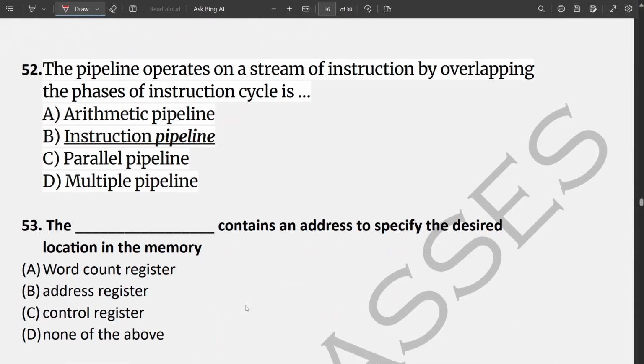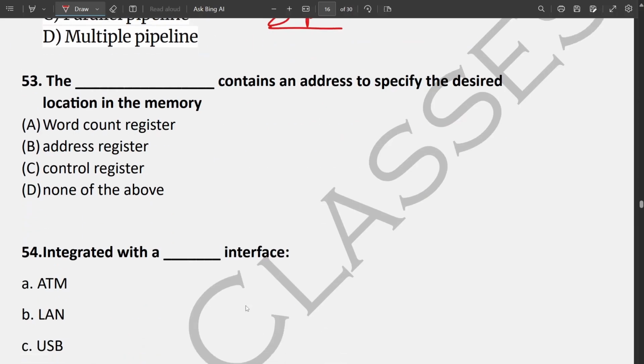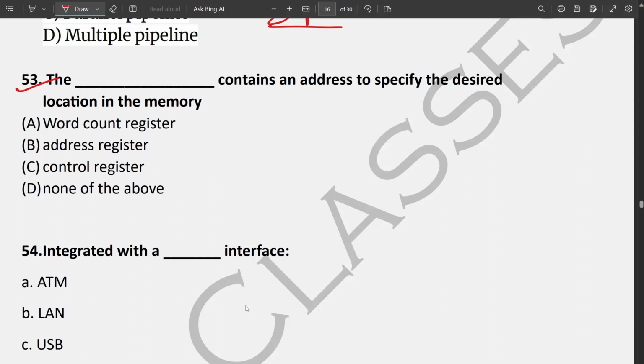Next, the pipeline operates on a stream of instructions by overlapping the phases of instruction cycle. The answer is instruction pipeline. Important question. Next, 53. The register contains an address to specify the desired location in the memory. You can see here address to specify. The answer will be address register. Option number B is correct.